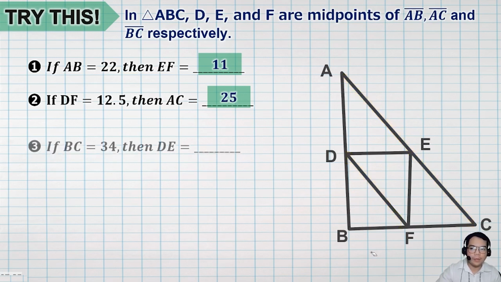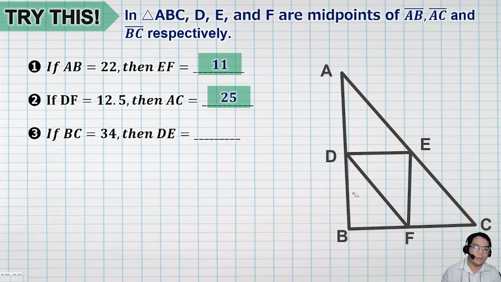Next, if the measurement of line segment BC is 34, what do you think is the measurement of line segment DE? Yan, tignan natin. So, is the measurement of line segment DE equal to 17? Very good. So, kalahati ng 34. Ayan. So, once again, using that midline theorem, nakuha natin yung mga values na yan.